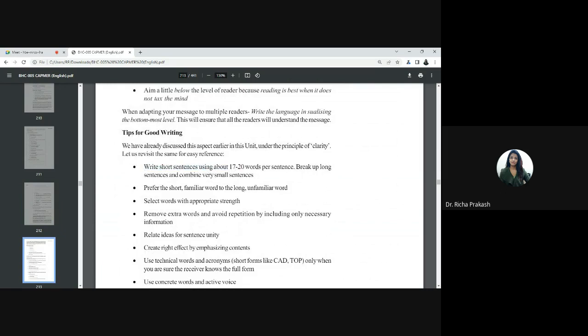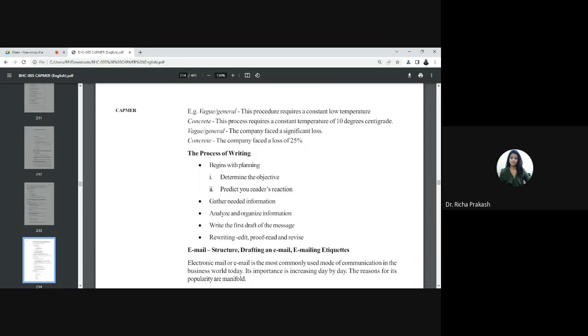बहुत लंबा सेंटेंसेस, 5-10 लाइन्स का एक सेंटेंस हमें नहीं करना है. Prefer short and familiar words. बहुत डिफिकल्ट वर्ड्स, अनफेमिलियर वर्ड्स, it's always better not to use that. Select words with appropriate strength. Remove extra words and avoid repetition. Relate ideas.